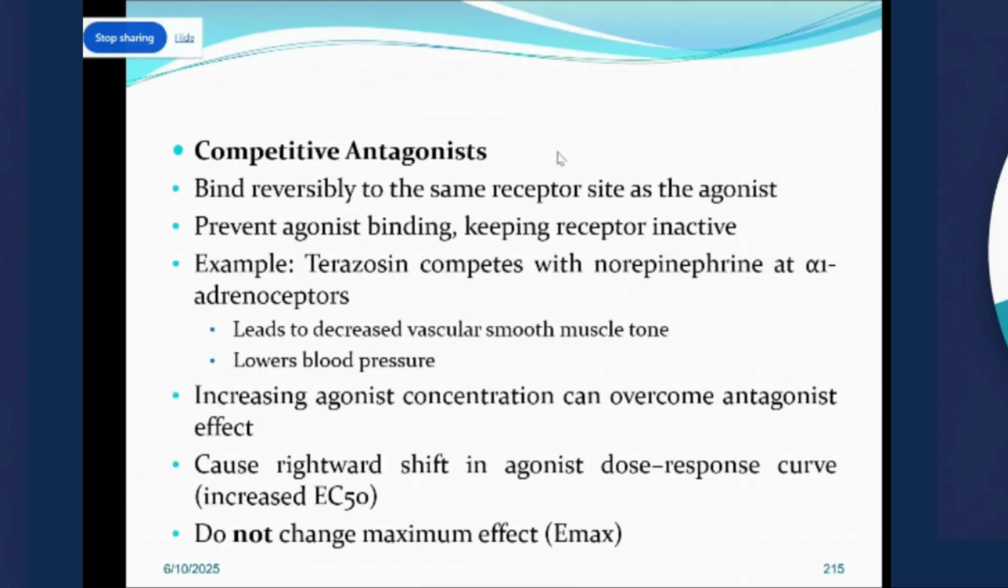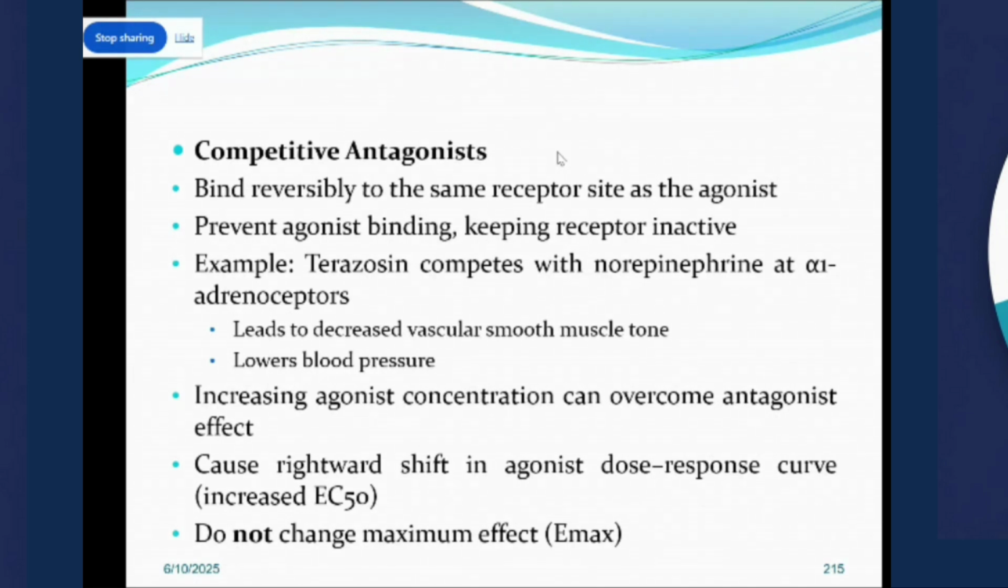Competitive antagonists bind reversibly to the same receptor site as the agonists. They prevent agonist binding, keeping the receptor inactive. An example is terazosin, which competes with norepinephrine at alpha-1 adrenoceptors. This leads to decreased vascular smooth muscle tone and lowers blood pressure. Increasing agonist concentration can overcome the antagonist effect. It causes a rightward shift in the agonist dose response curve. It does not change the maximum effect, the Emax.